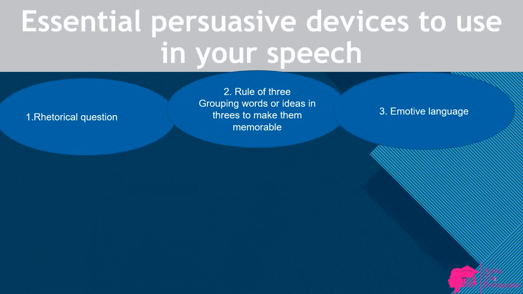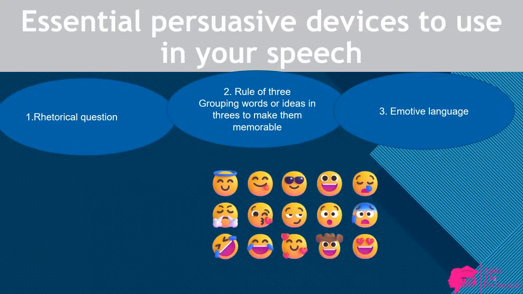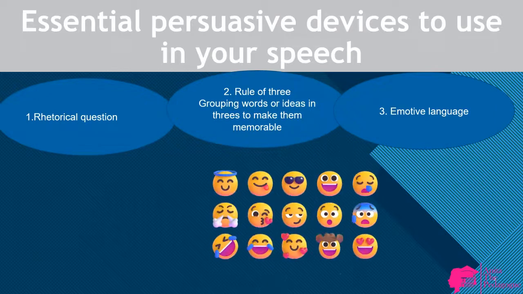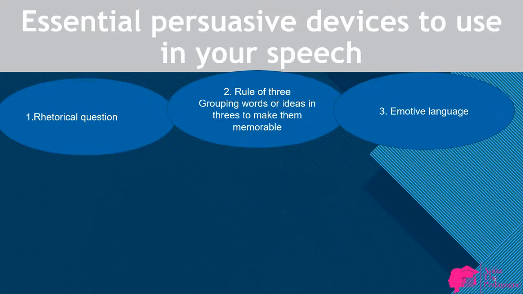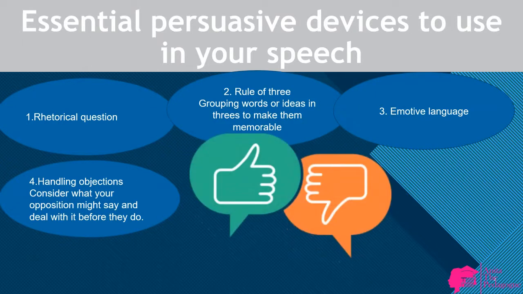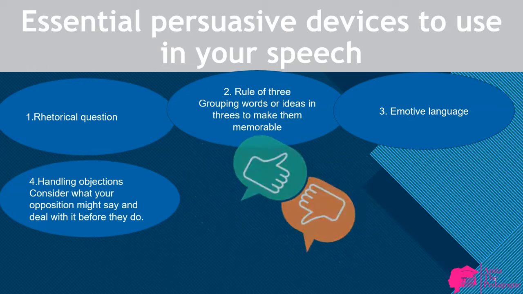Emotive language. Using vocabulary and expressions that awaken the emotions of your audience to feel happy, sad, excited, bewildered, or gloomy towards your argument. Handling objections. Consider what your opponent or opposition might say and deal with it before they do. Mention things people are likely to disagree with you on and correct that disagreement.